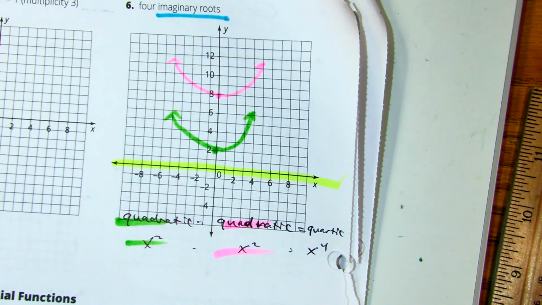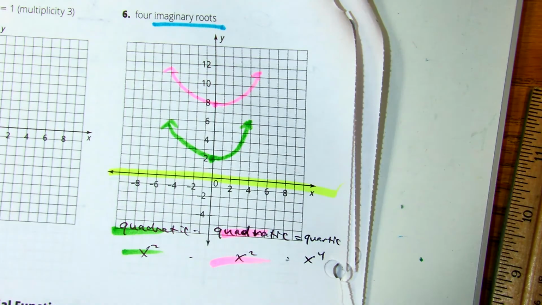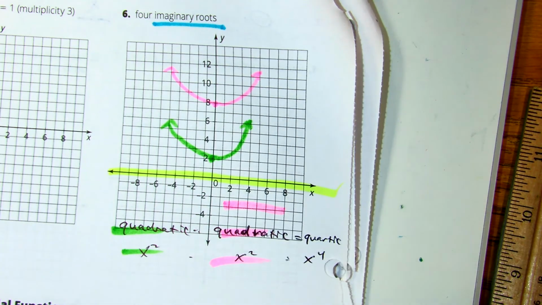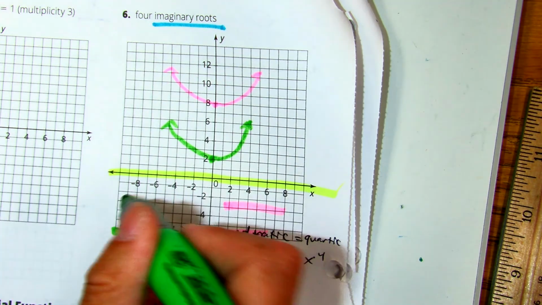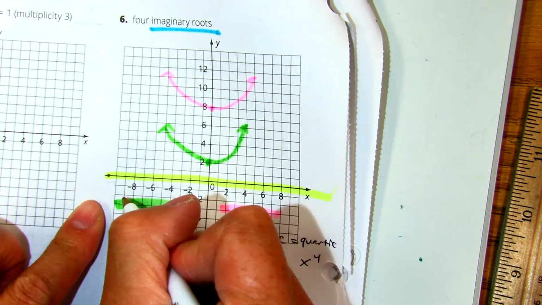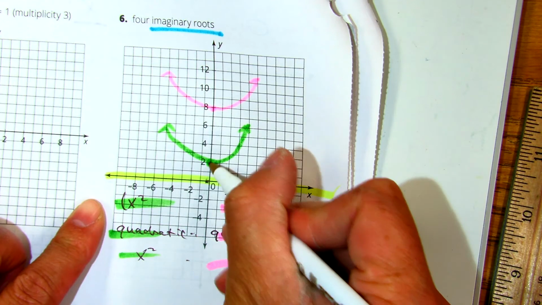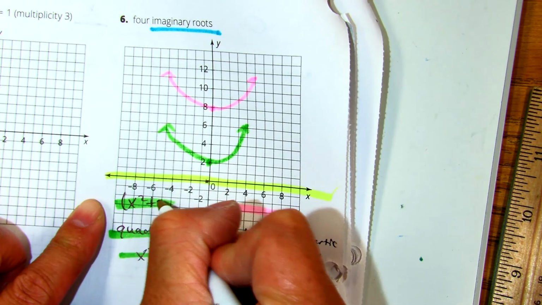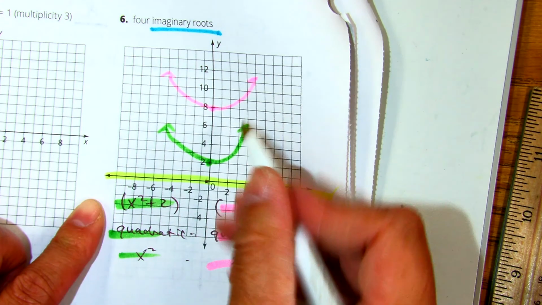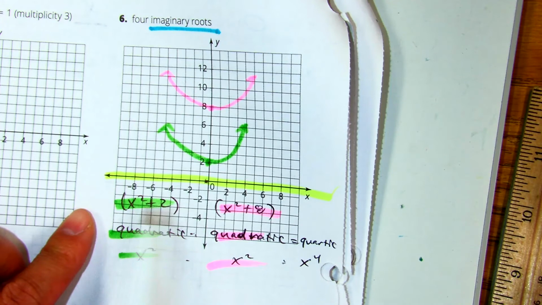Again, maybe extra credit for tomorrow's quiz or bonus. Can you write an equation for the pink and the green? Well, you have a quadratic, so x to the second, and you'll notice that it's just shifted up 2 units. So that would just be plus 2. And this one would be x squared what? Plus 8. Because if I multiply all those out, I'll get something to the fourth power.